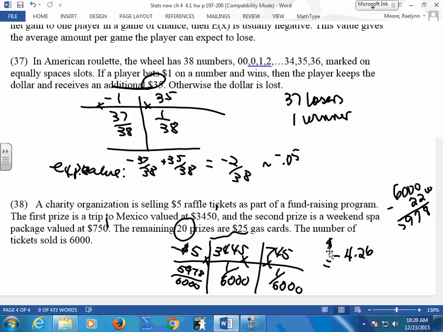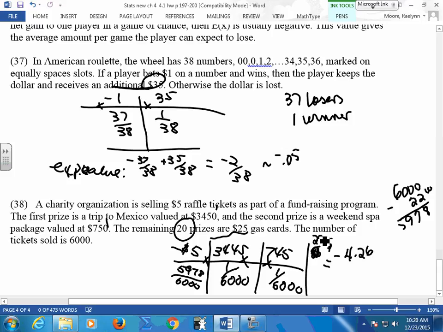Yes. Do we add in 25? Oh, I forgot to add in the 20 prizes. Thank you. So if you spend $5 times 20 of these, you're making 25, and that's 20 over 6,000. But you paid $5. To win your $25 gas card, you paid $5. So that's 20 over this amount.